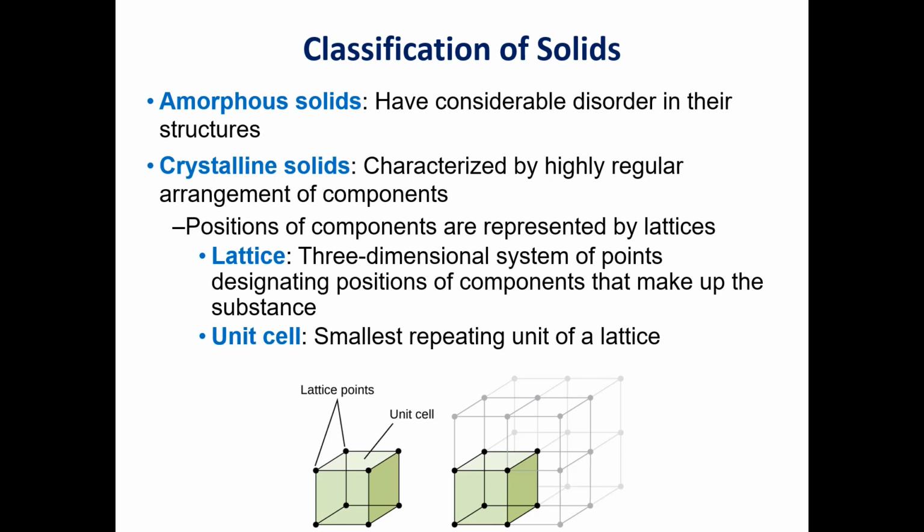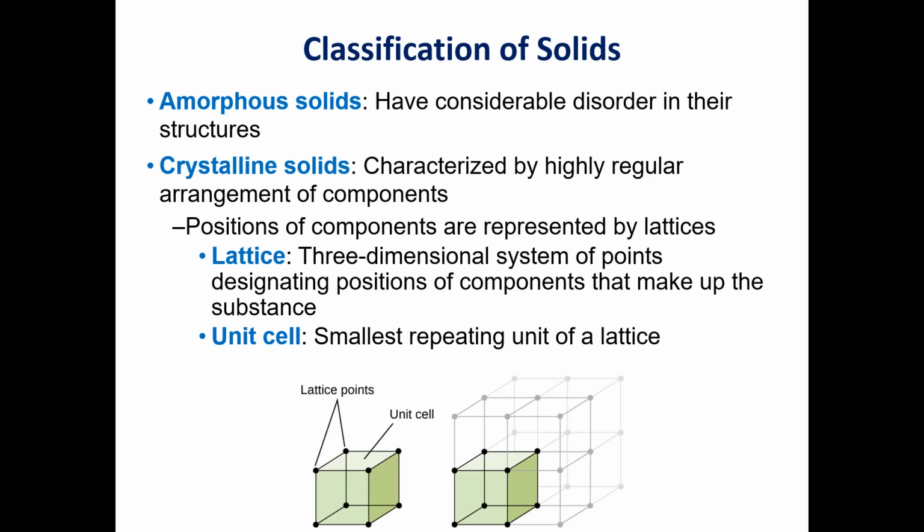In this video, we're going to talk about solids and the way that solids are arranged at a molecular level. Some solids are what we call amorphous solids, meaning that their organization at an atomic level is very disordered. They have a lot of disorder in their structure, and it's kind of just random how their atoms and ions are arranged.